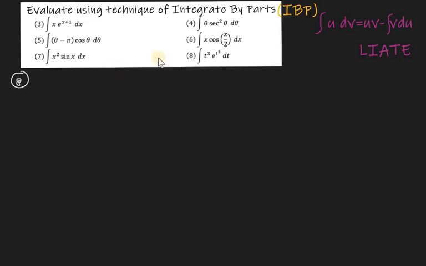Okay, next, last example. The integral of t power 3 and e power t squared. Between algebra, t power 3, and exponent, the algebra comes first. So you have to start by letting the u be the algebra and the remaining as the dv.